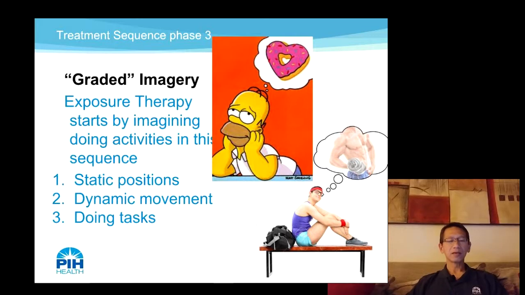Now, the more they're able to do something in their mind, and the more they're able to do it safely, if it's not causing any flare-ups, then they can start actually doing the physical activity slowly. And even if that's too much for them, they can back off a little bit and actually watch somebody do the activity for them.